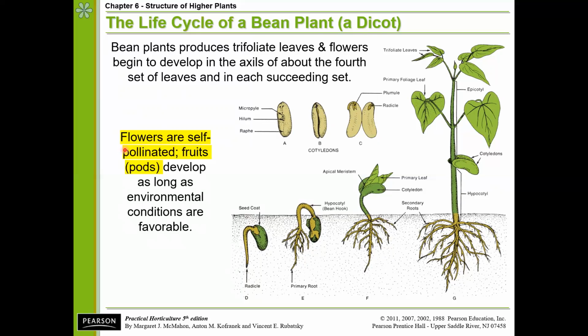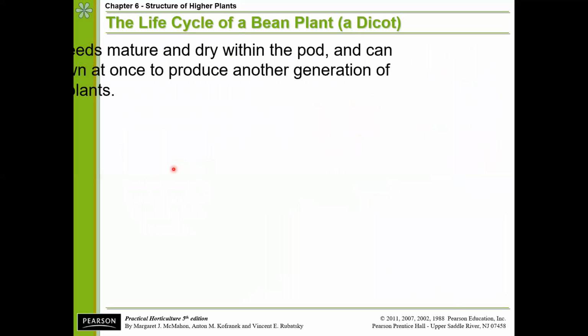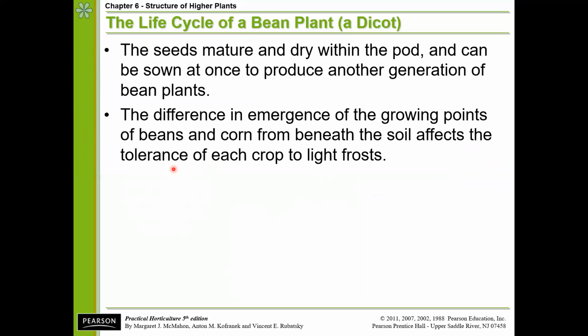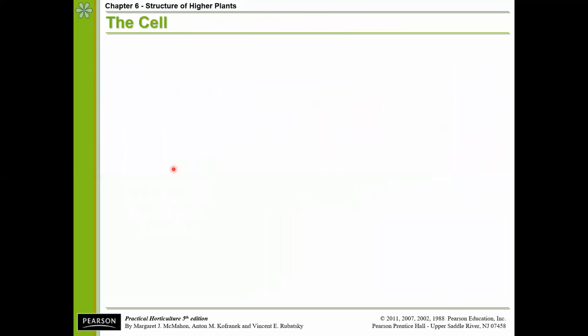Interesting thing there about beans is that being self-pollinated, they're actually typically pollinating themselves even before the flowers are fully open. Going through the life cycle, though, as pollination occurs, the seeds then mature and dry within the pod, and then we harvest them, keep them, wait until the danger of frost is past and we can work the soil, and then we plant them again. So that's just looking at the life cycle of a monocot and a dicot.